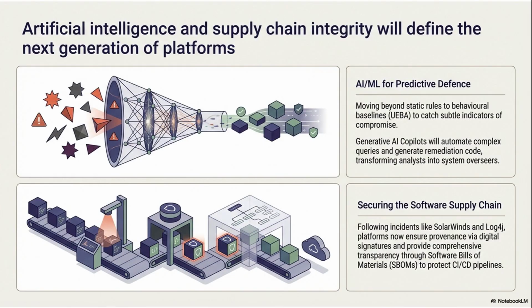Artificial intelligence and supply chain integrity will define the next generation of platforms. AI and ML for predictive defense and securing the software supply chain are essential to address evolving threats and ensure robust security measures.